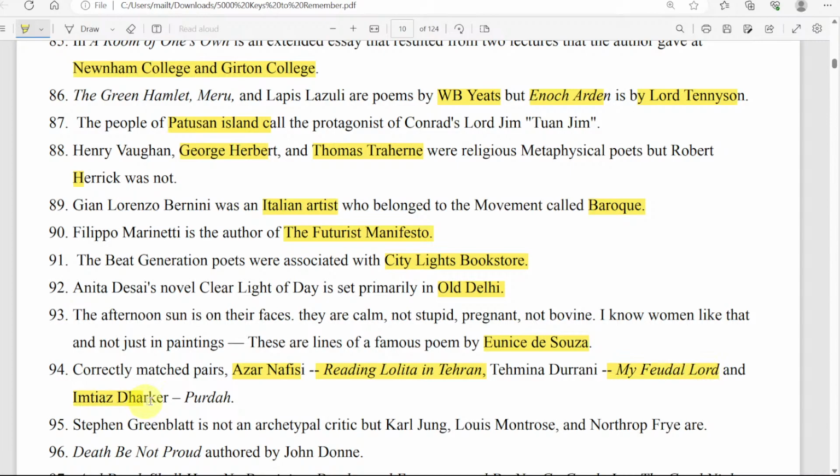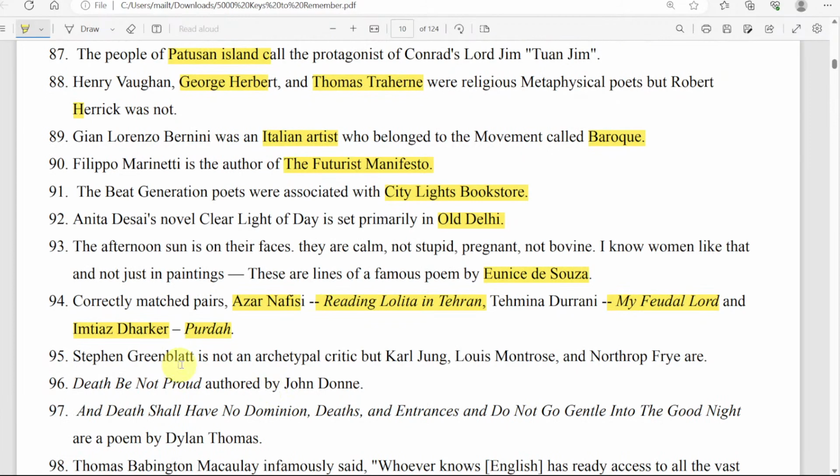I mean, he wrote Parda. And Stephen Greenblatt, we know he's associated with historicism, right? But he's not an archetypical critic. But Carl Jung, these are all related to archetypical criticism. And Northrop Frye.